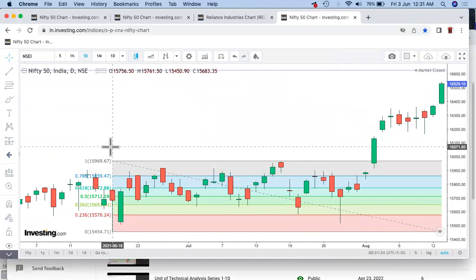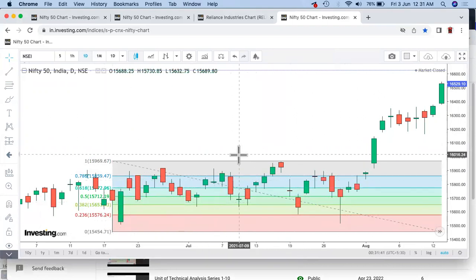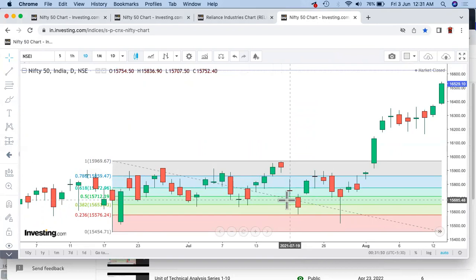Now what happens in a sideways market is we have a low, we have a high. So the price keeps on fluctuating between this high and low level. This is called a sideways market where there is no specific direction, but continuously, maybe for a few days or maybe for a month's time or even more than that, the market may stay in a sideways pattern where it is not giving a breakout in any direction.